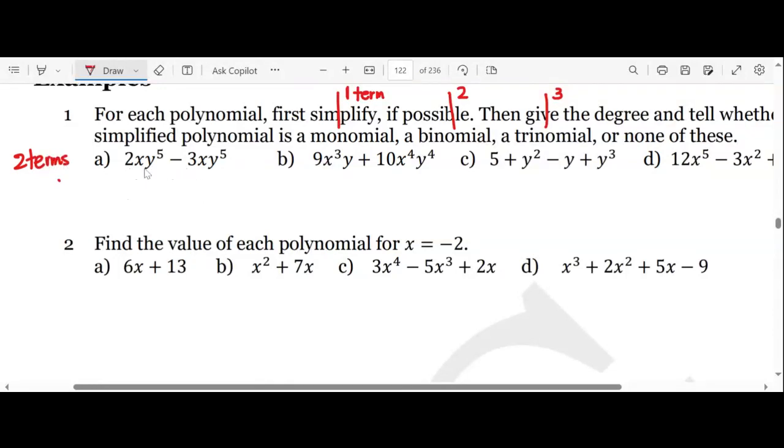Are they the same? Yes. Means x here and x here, y to the power of 5, y to the power of 5. They are the same, so I can simplify it. So what I do, I say xy to the power of 5, and then 2 minus 3. 2 minus 3 gives you minus 1. So your answer is minus xy to the power of 5. You can do it directly.